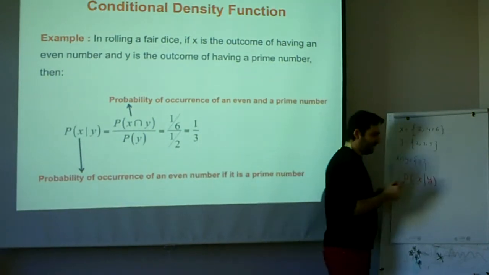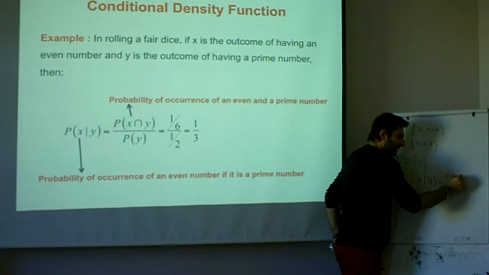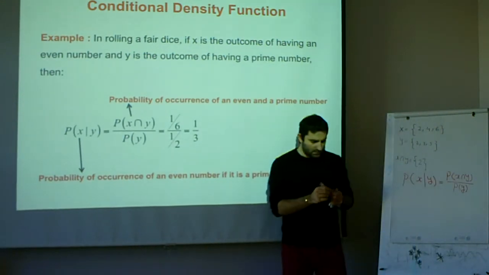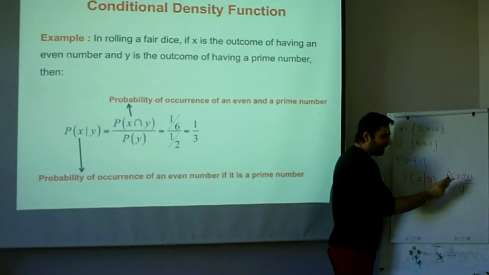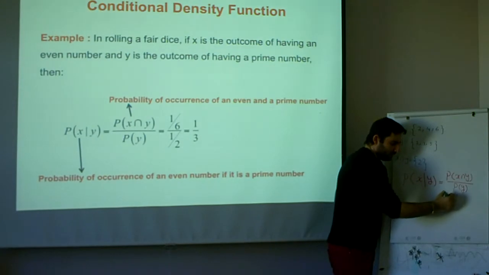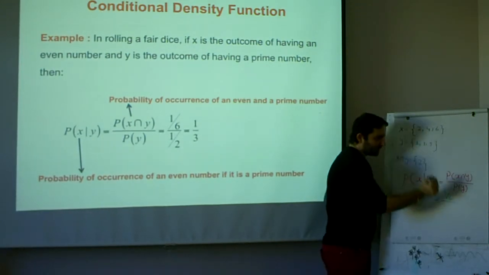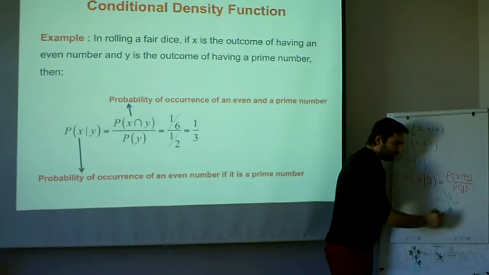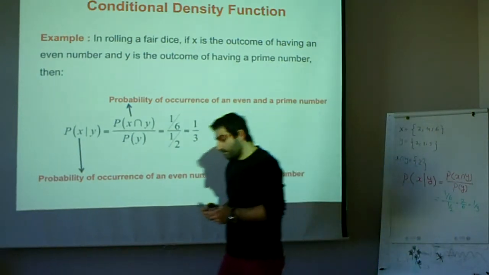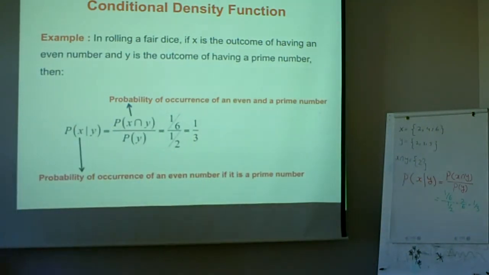And then we can easily use the probability of x intersected by y divided by the probability of y. What is the probability of x intersected by y? It is 1 over 6. The probability of y is 3 over 6, which is 1 over 2. So it will be 2 over 6 or 1 over 3.